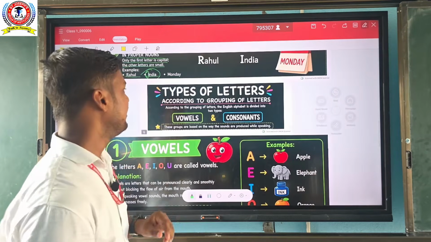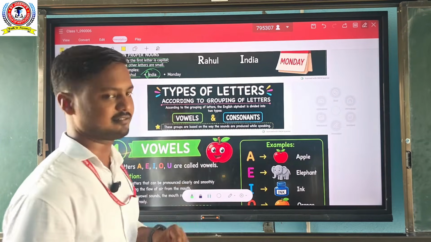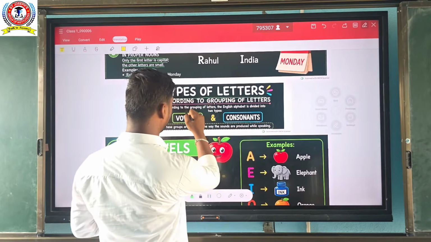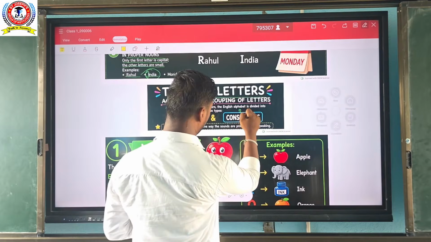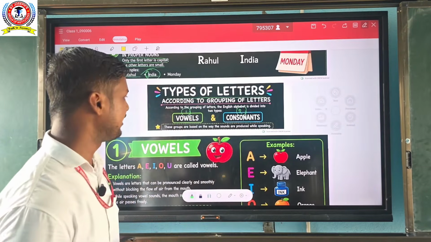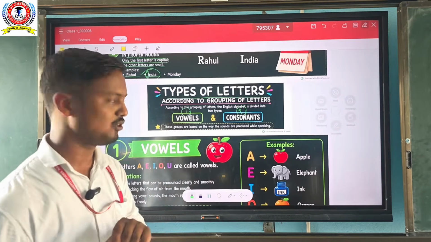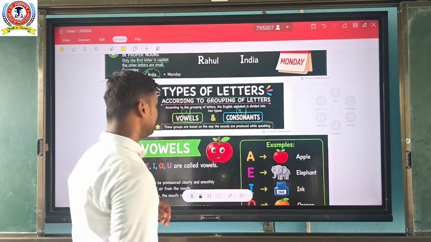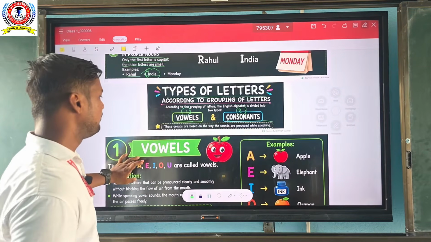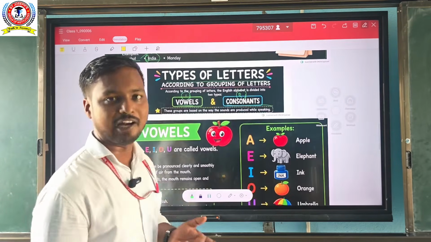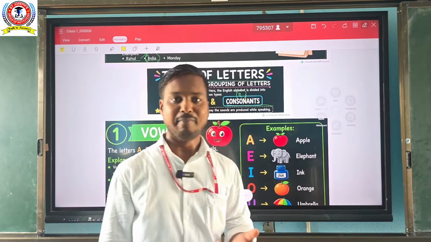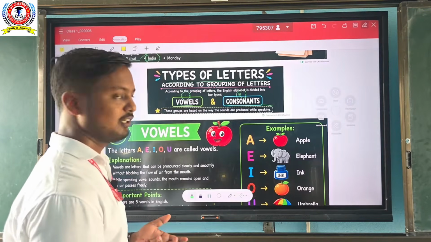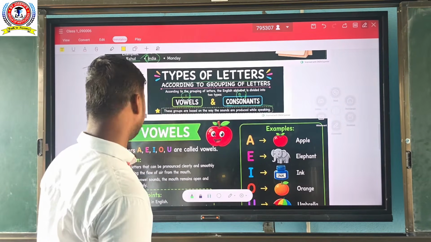Then we are here discussing types of letters. You can see that there are two types of letters. According to the grouping of letters, the English alphabet is divided into two groups or two types. One is your vowels and another one is your consonants. So first we have to know about vowels. How many letters are there in the English alphabet? Please message. Good, there are 26 letters.